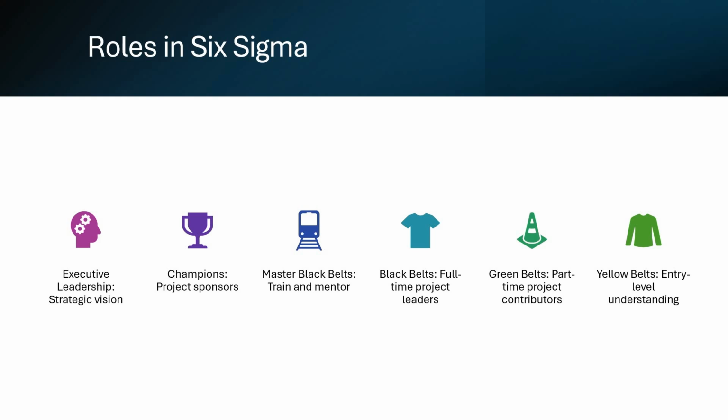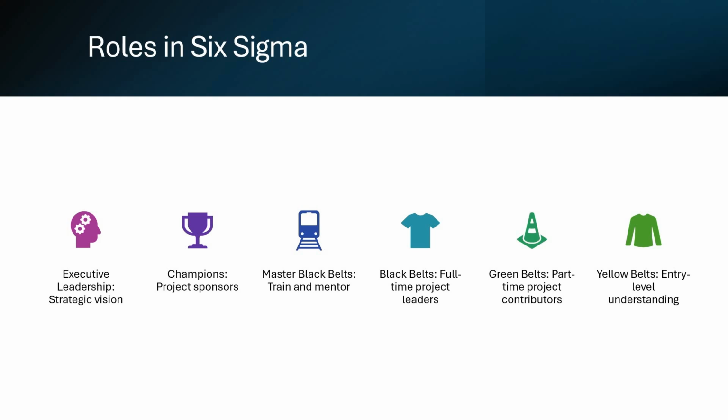Finally comes yellow belts. Yellow belts are the team members with fundamental basic Six Sigma training. They understand the fundamentals, they assist with the data collection, and they support improvement efforts. They are ideal for staff who are involved in day-to-day execution of tasks being optimized. They form the foundation for building a quality culture in the organization.